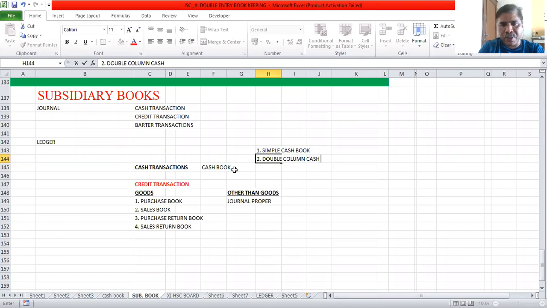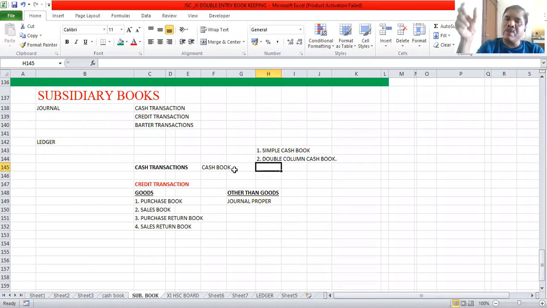Some people also have a triple column cash book, but our syllabus says it is a double column cash book. The name itself says there are 2 columns. What are those 2 columns? One is for recording cash transactions, and the other is for bank transactions. If it is received or paid through cheques, that will be recorded in the bank column, and if cash is received or paid, that will be recorded in the cash column. How to record these, we are going to learn under that topic, the cash book.